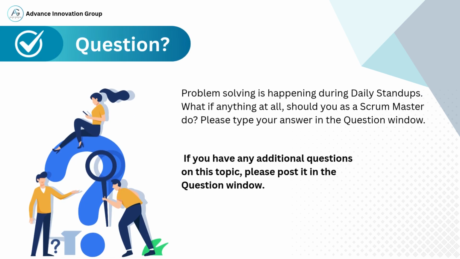This slide presents a focused case study question. What should you, as a Scrum Master, do if problem-solving is happening during daily stand-ups? This is a very real situation that occurs often in agile teams. While it's great that the team is engaging and trying to solve problems, the daily stand-up is not the platform for extended discussions. Your goal here is to reflect on the Scrum Master's responsibility to protect the time box and maintain the purpose of the stand-up. Quick inspection, transparency, and adaptation.